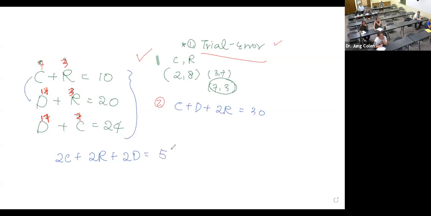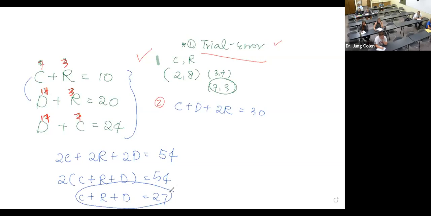What is it? 54? Okay. And everything is added by 2's here, right? So you can factor that out. Or you can just say that's the same as 2 times C plus R plus D. You agree? That's 54. If double of C plus R plus D, their total weight, is 54, what is their total weight then? It's half of that, right? What's half of that? 27. So we got the answer for the total weight here, using the variable.